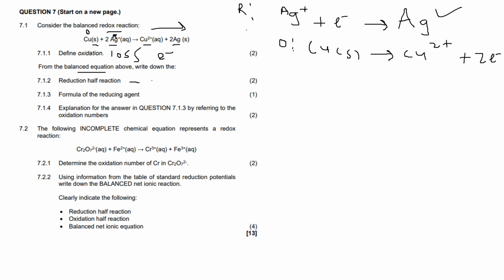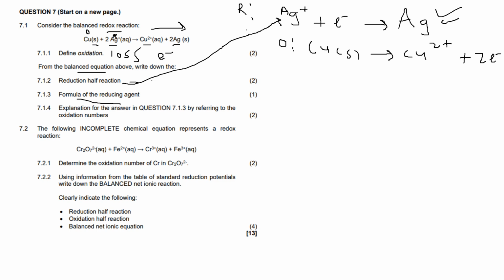They didn't ask for it in the question, but just in case tomorrow they want you to find the oxidation half reaction, this will be the oxidation half reaction. Then this one is what they're asking for, which is the reduction half reaction. So for this one, the answer will be just this one. This one is for the oxidation half reaction, in case they ask you in the next exam or test. Okay, 7.1.3, formula for the reducing agent.